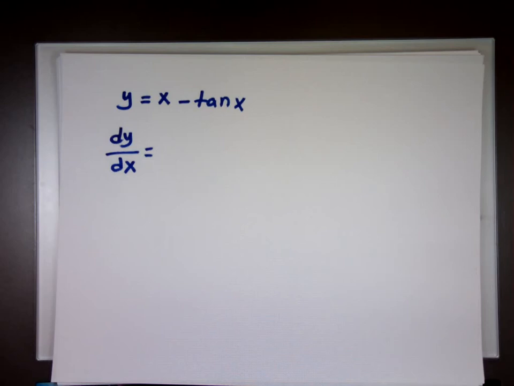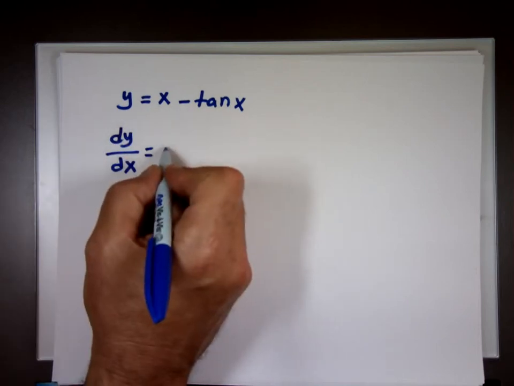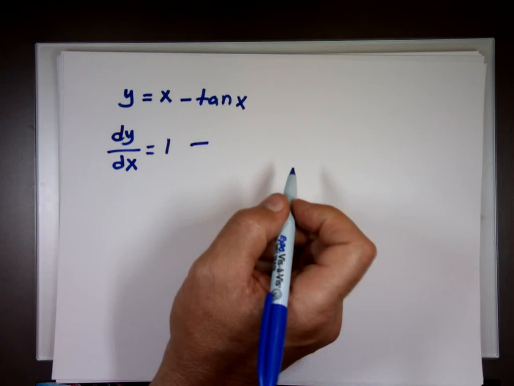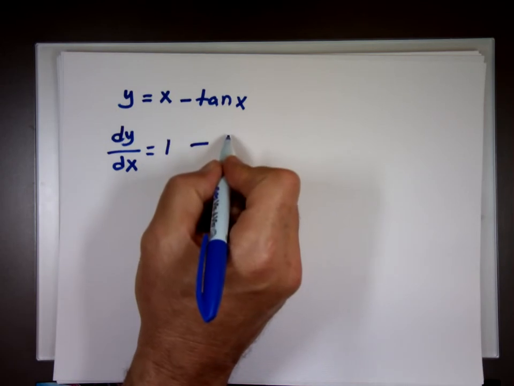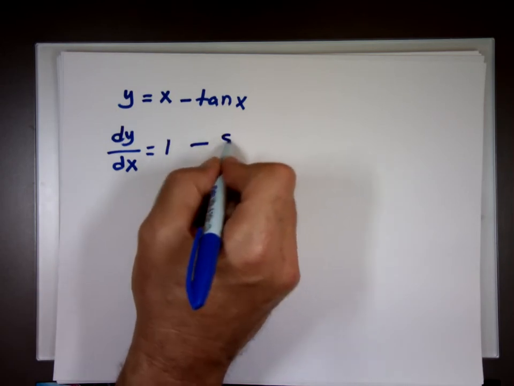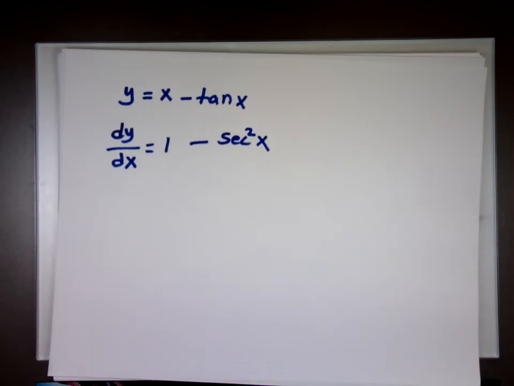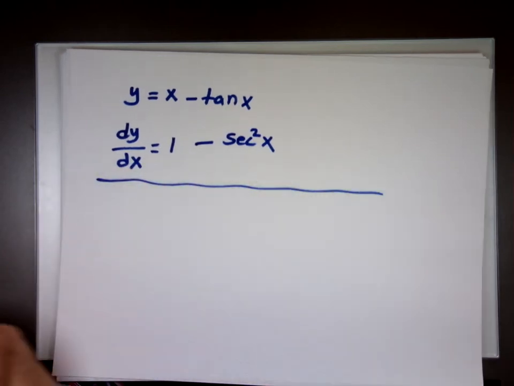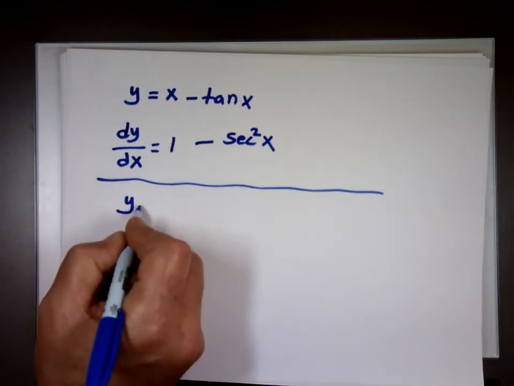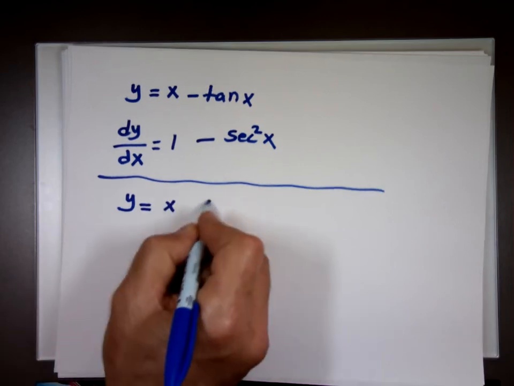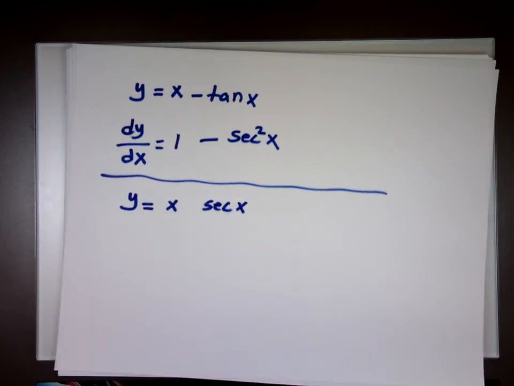What's the derivative of x? 1. What's the derivative of tangent x? Look at your cheat sheet for now. Secant squared. That's your answer. Let's try this one. Y equals x secant x. What do you see there? That's multiplication, product rule. Very good.